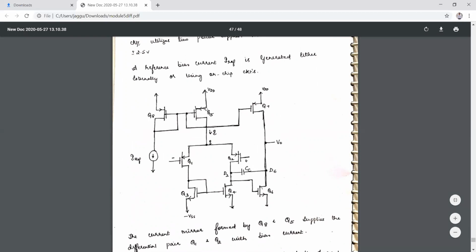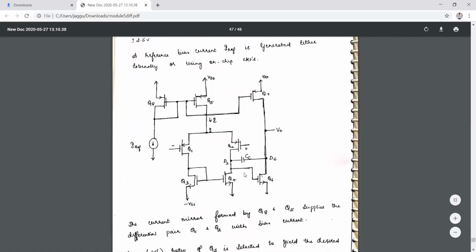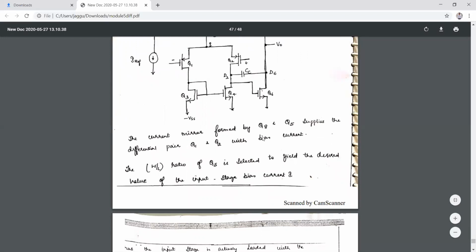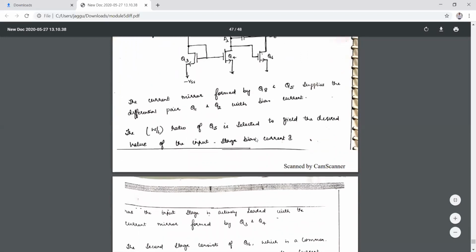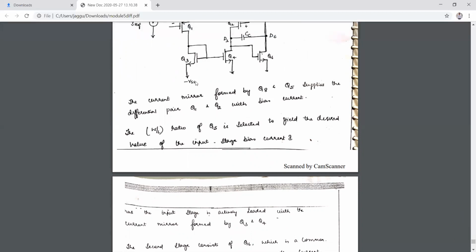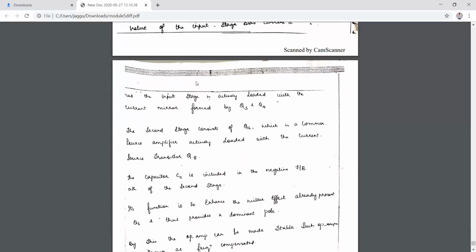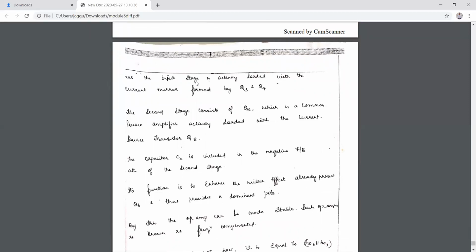So this forms one stage, and Q6 and Q7 form another stage. Between the nodes D2 and D6, you have the capacitance, and the output is taken at this point. Another current mirror, Q3 and Q4, is an NMOS current mirror pair which is required for biasing. The ideal current source I, which is used in the normal differential amplifier, is implemented using a normal current mirror circuit rather than a direct current source.